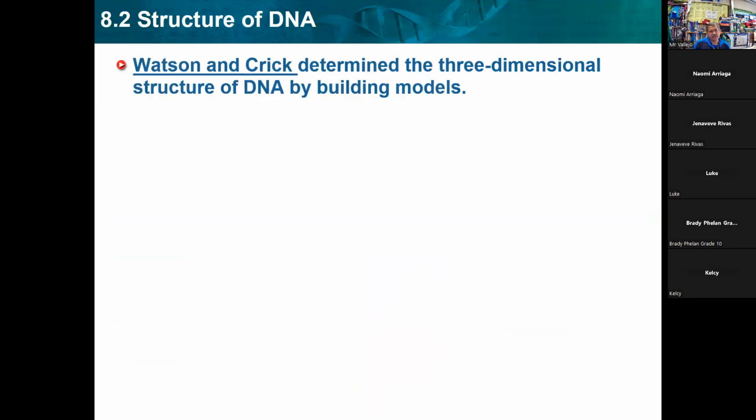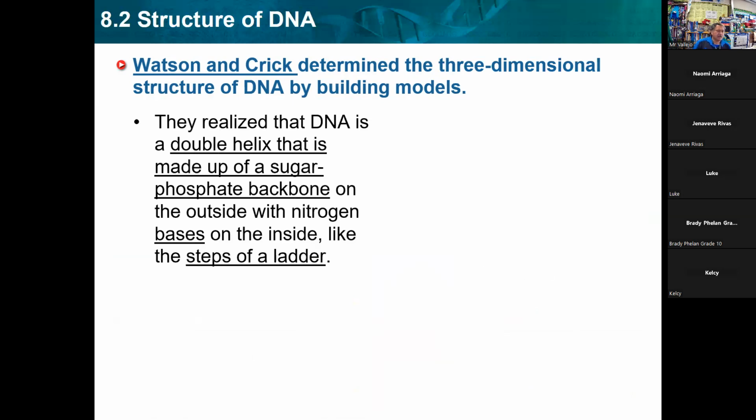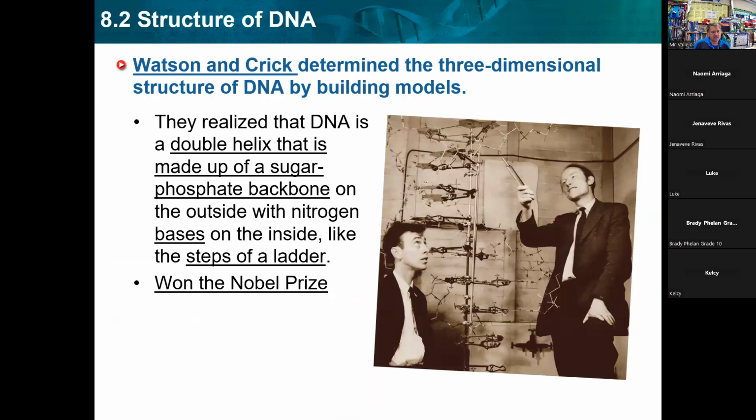If you can think of DNA like a ladder that is twisted, we call it a double helix. The sugar and the phosphate make up the sides of your DNA, but the steps of the ladder are made up of the nitrogen bases.